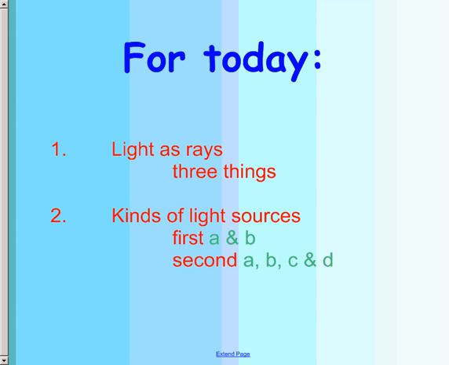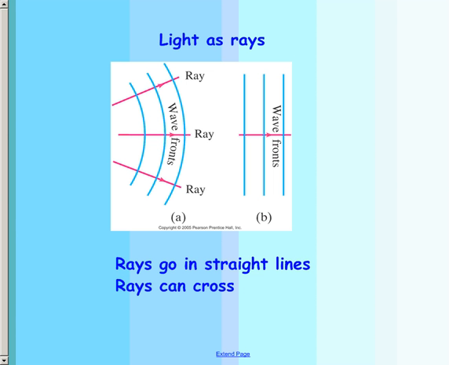All right, so for today, what I hope you get are two main points. We're going to talk about light as rays. Within that, there are three things you need to get, and then we're going to talk about two different kinds of sources of light. The first one has an A and a B, and the second one has A, B, C, and D. So think about your notes and how you're taking them today, and this is kind of how we'll break things up.